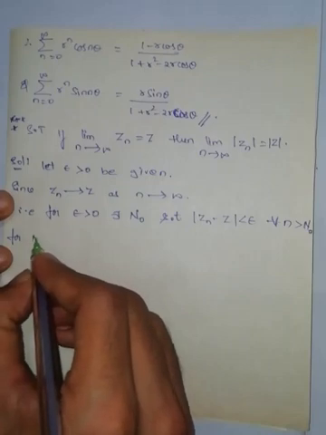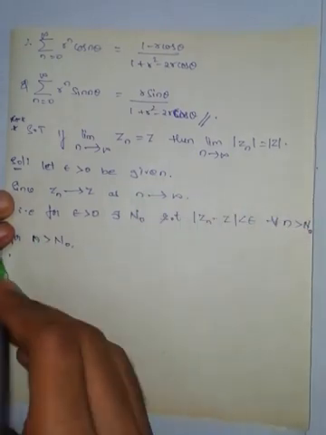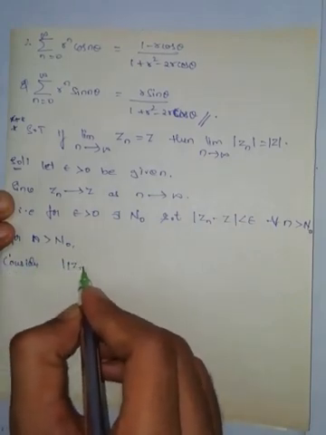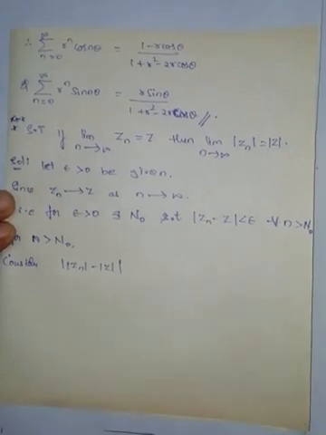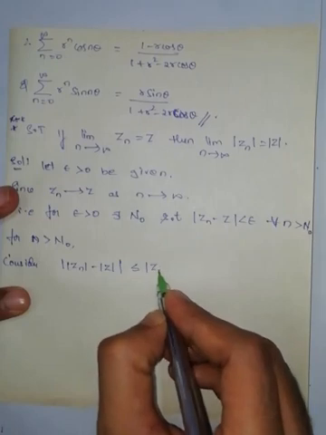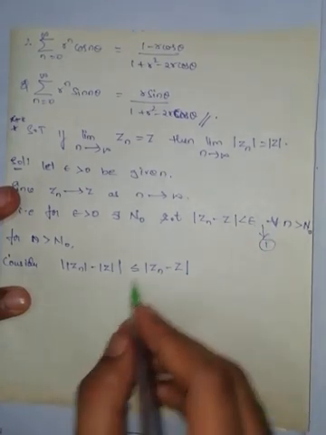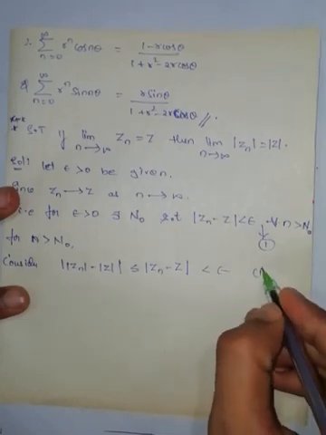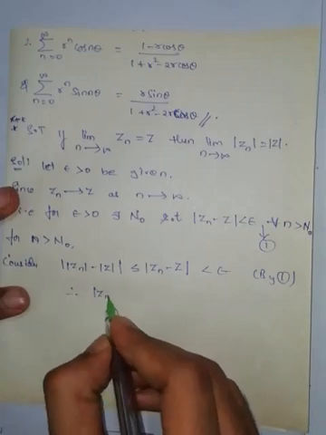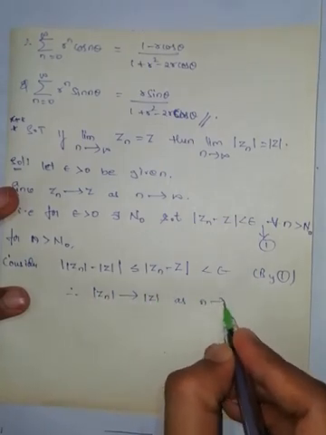For n greater than n naught, consider modulus of zn minus modulus of z. From the known inequality, this one can be written as less than or equal to modulus of zn minus z. But from equation number 1, this one is less than epsilon. Therefore, modulus of zn converges to modulus of z as n tends to infinity.